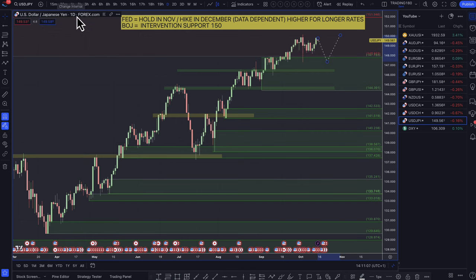I think there are better dollar trades out there, though. But yeah, we could see that start to come to fruition. 155s, wouldn't that be something? So moving on to the dollar Swiss.